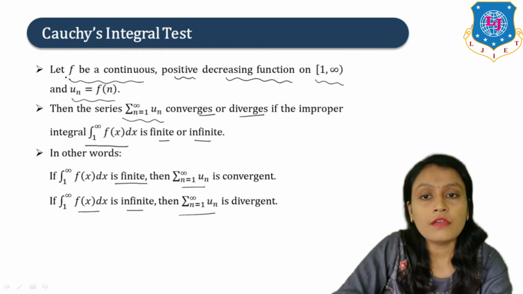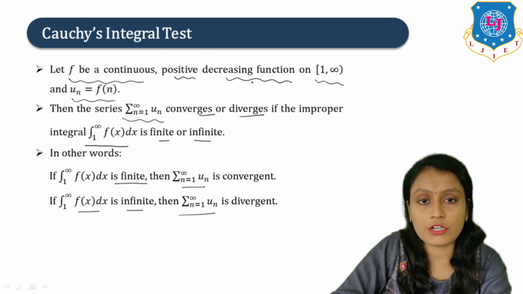Okay, so here we have f, which is a continuous, positive, decreasing function in the interval 1 to infinity, right? And here the un, the nth term, is some function of n.